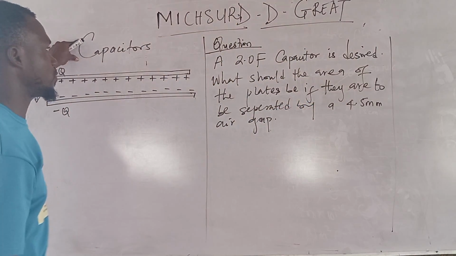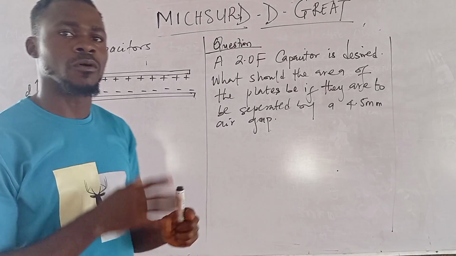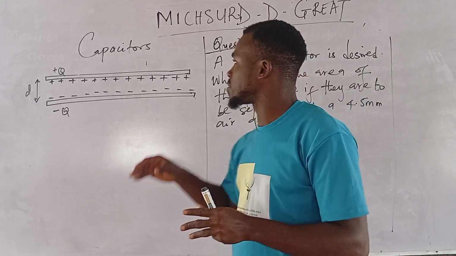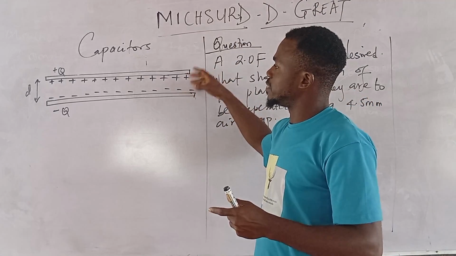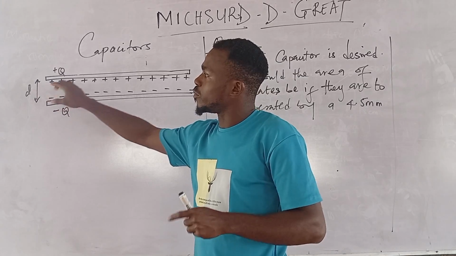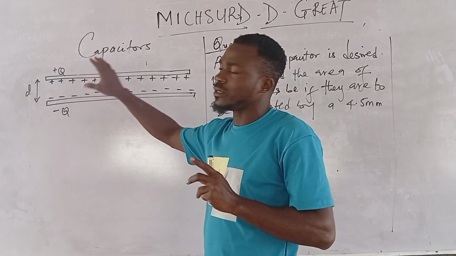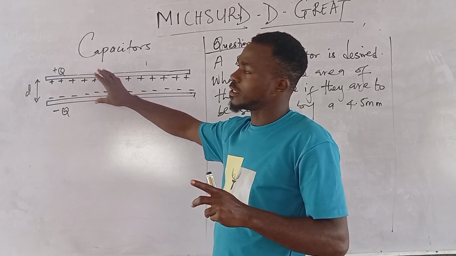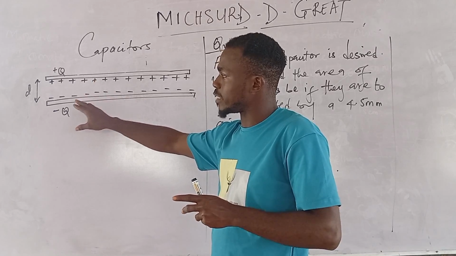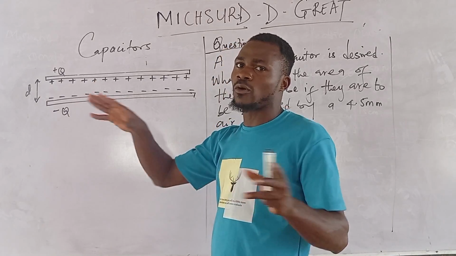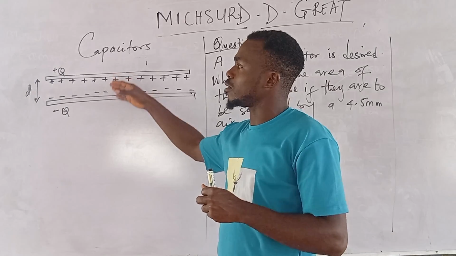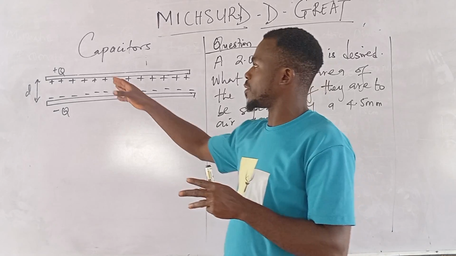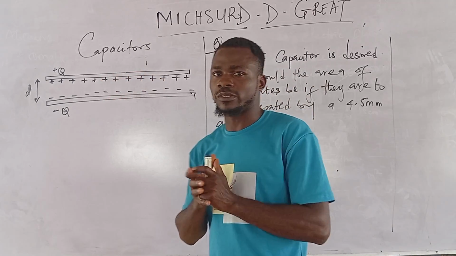A capacitor is made up of two conductors, and these conductors are separated by a distance which we call d. Each conductor has its own charge, and the charges on the two conductors are opposite. The first conductor has its own charge and the second has the opposite charge, but the charges are equal in magnitude. So we have the same number of charges on each, but opposite in sign.